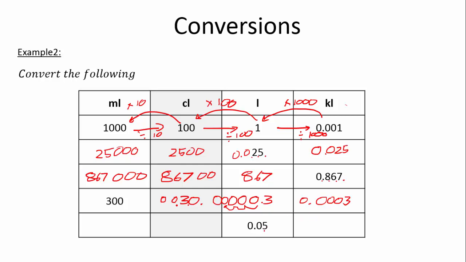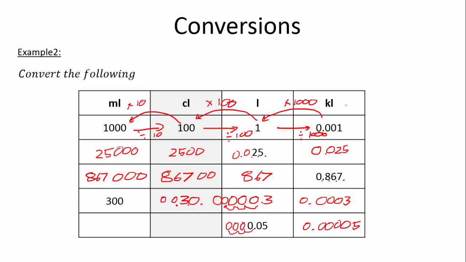Right? Okay, 0.05 liters into kiloliters. We've got to divide by 1,000 again. So we've got to go another 3 across. So we're going 1, 2, 3. That's 0.00005.